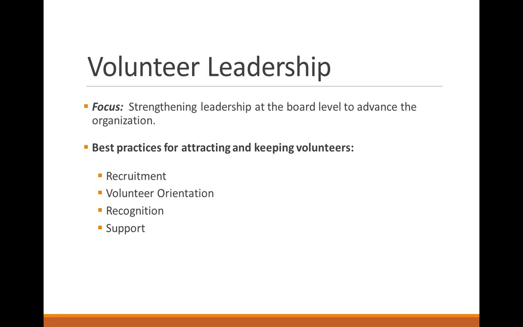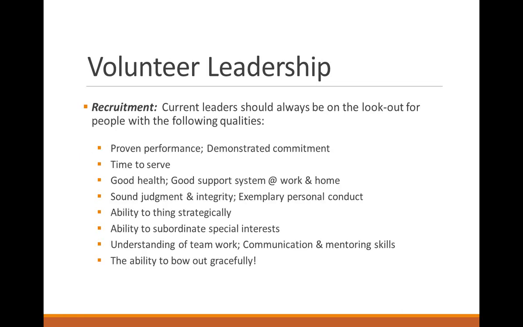Okay, so volunteer leadership. There are a couple of areas that were sort of parceled out in the study guide, so I organized it that way. The first is a focus on strengthening leadership at the board level to advance the organization. And best practices for attracting and keeping volunteers are recruitment, volunteer orientation, recognition, and support. I'm going to go into each of those a little bit more.